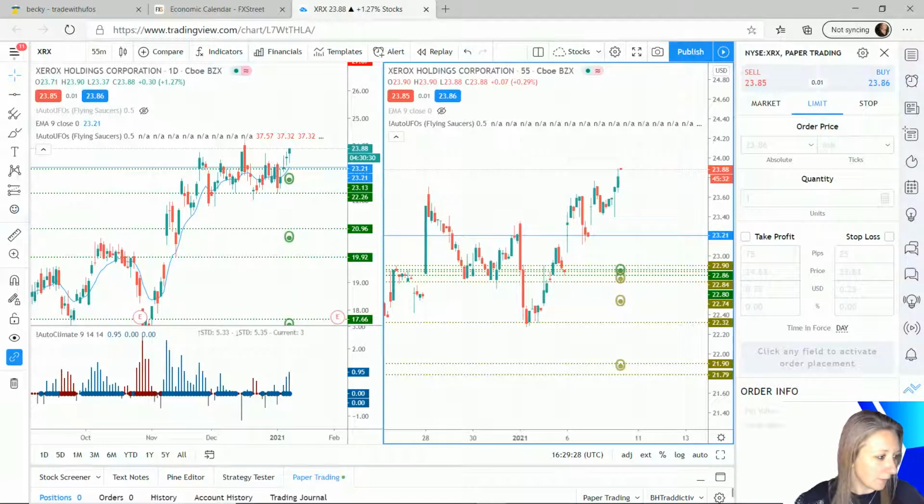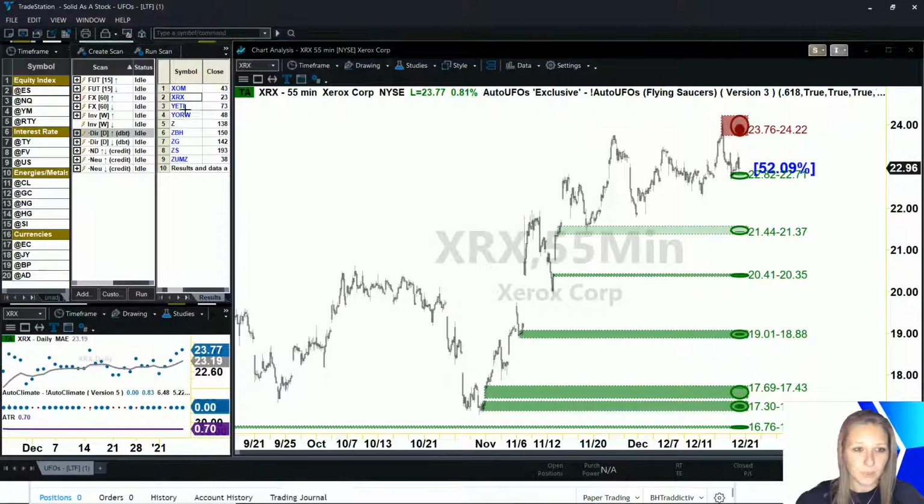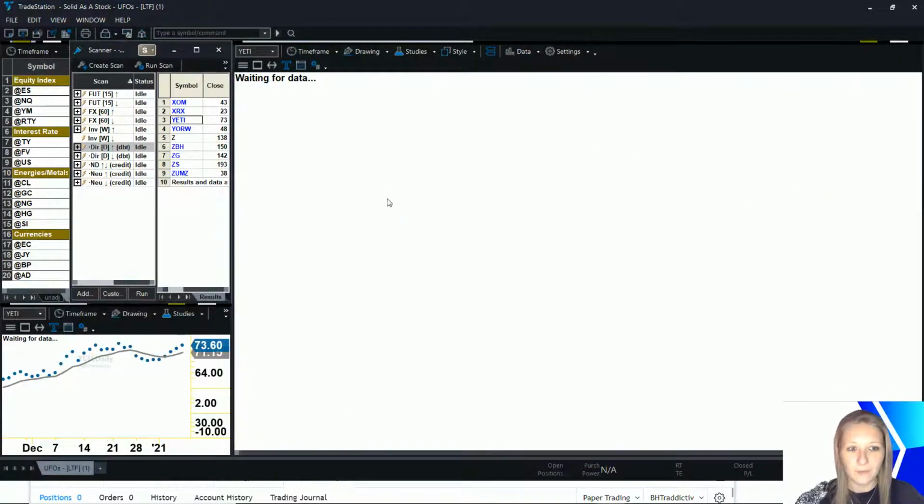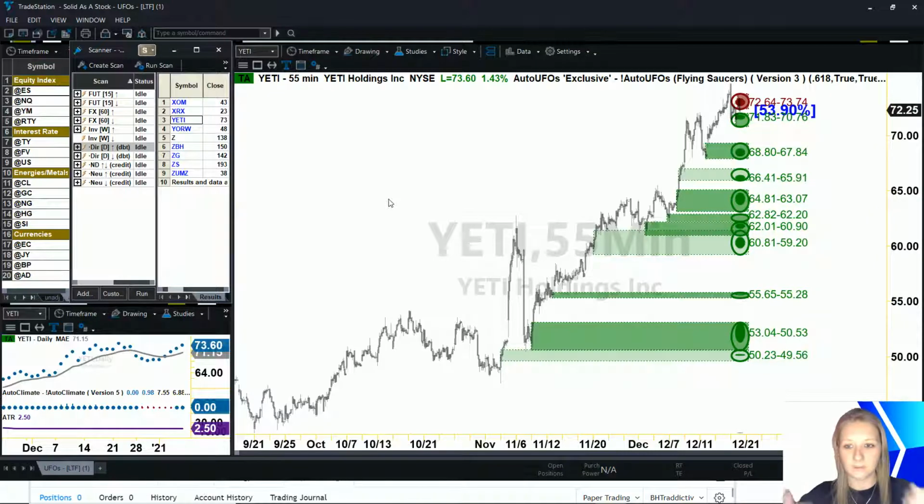Again, what's good about this is that each one that we look at, it's a very, very simple process. Does it coincide? Does it have both of those things? Yes or no? If it does, great. We take it to the next step to place the trade. If it doesn't, great. We move on to the next one.